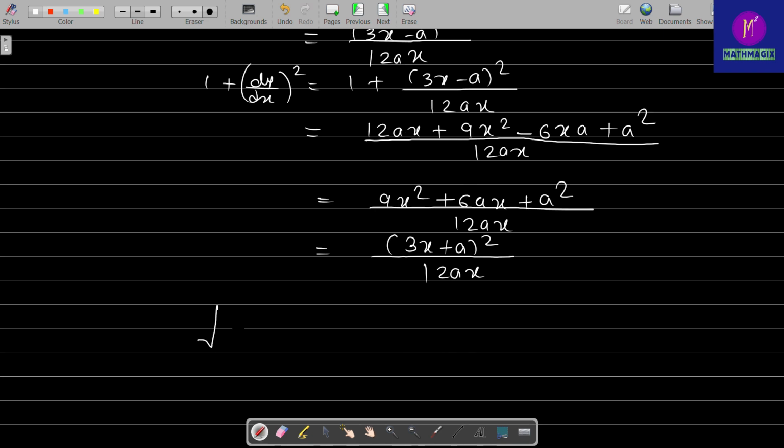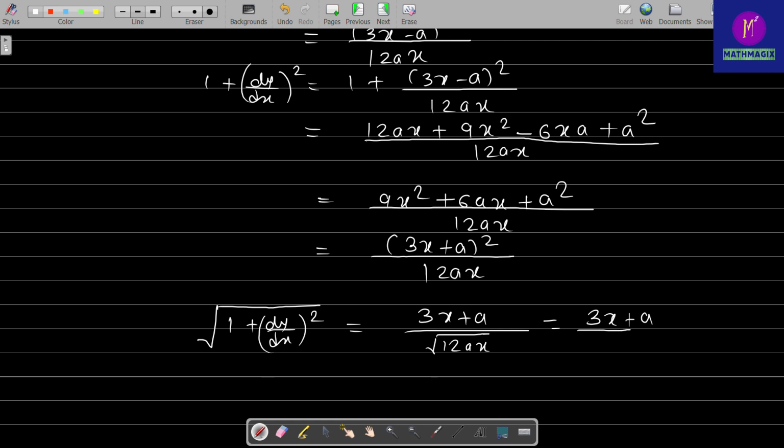Let us find out the square root of this. The square root of 1 plus (dy/dx) the whole square is equal to (3x plus a) upon root 12ax, that is the square root of (3x plus a) square, and the square root of 12ax, which we can also write as (3x plus a) divided by root 12a into root of x. Then let us substitute everything in the formula.